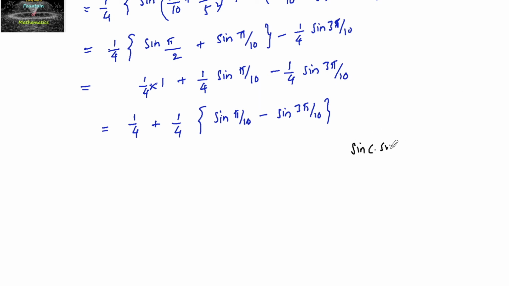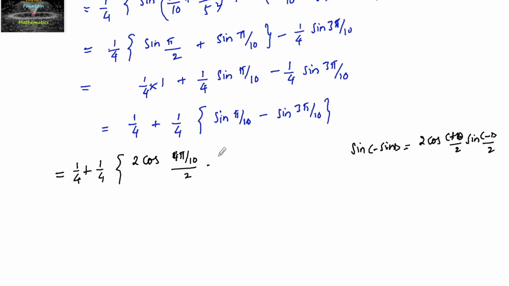So sin C minus sin D is equal to 2 cos of (C plus D) by 2 into sin of (C minus D) by 2. So we can write here 1 upon 4 plus 1 upon 4 times 2 cos of (C plus D) by 2, that is pi by 10 plus 3 pi by 10, that is 4 pi by 10 divided by 2, into sin of (pi by 10 minus 3 pi by 10), that is minus 2 pi by 10, divided by 2. So we can write here the next step.